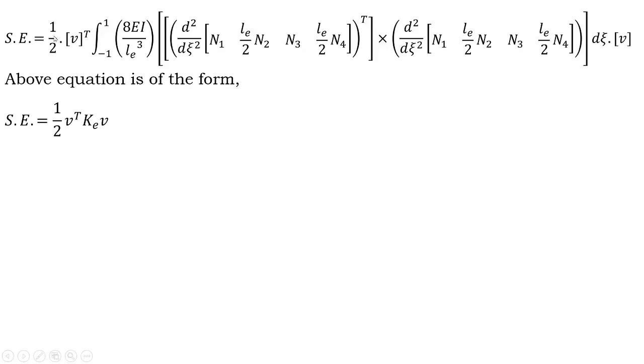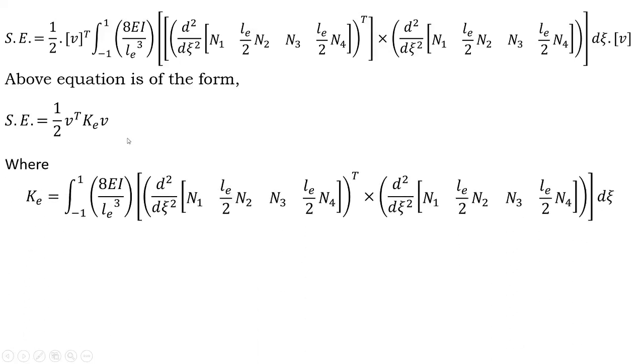Therefore if I see the above equation, strain energy is equal to half into v transpose into k into v. So this entire integration with respect to d zeta will become k, that is the stiffness matrix, because this is the strain energy equation we already studied, which is given by half into u transpose into k into u in bar elements. So the same thing we have taken here. Therefore this entire integration is nothing but my stiffness matrix. That is what I have written here, where k is the integration from minus 1 to plus 1 of this entire relation.